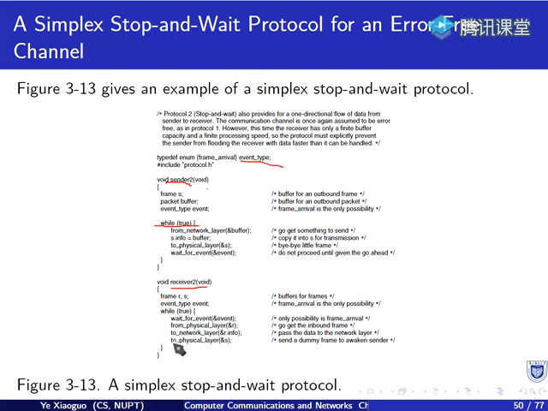So this is to the physical layer. This means sending a dummy frame to awaken the sender. So this kind of code looks like pseudocode to illustrate the principles of the stop and wait protocol.